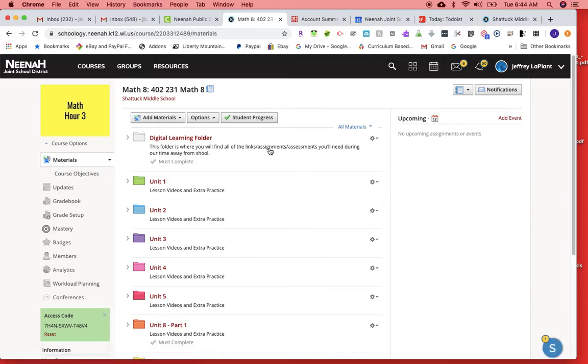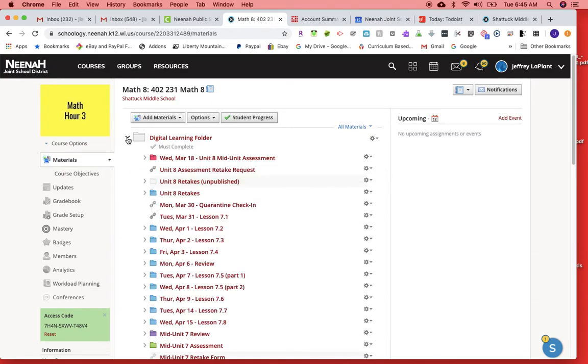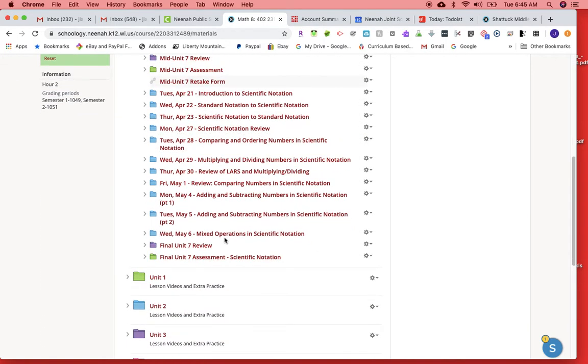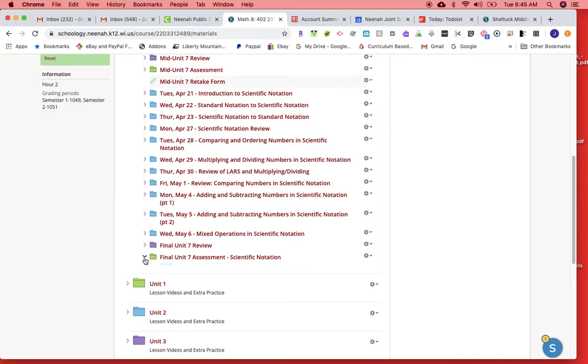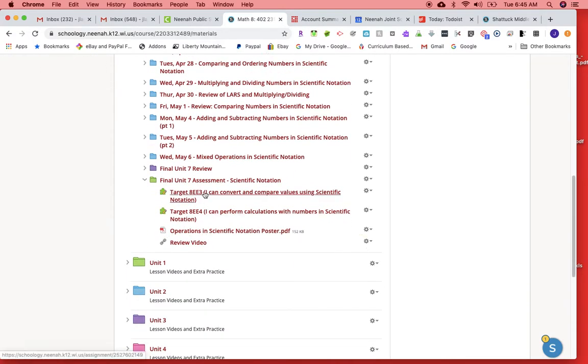So if you go to Miss Baunet's class under the Digital Learning folder, scroll all the way down, in the very last folder, the final Unit 7 assessment on scientific notation. Let's open that up. You can see there are two parts of the assessment. The first one is target 8EE3: I can convert and compare values using scientific notation. And the last target: I can perform calculations with numbers in scientific notation.